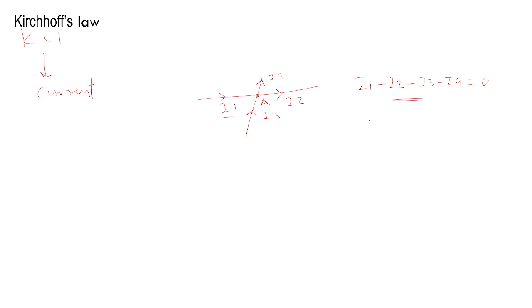You can also write this equation simply as incoming current equals outgoing current. I1 plus I3 is the incoming current, which is equal to the outgoing current, I2 plus I4. In this way you are able to write the equation. Now the same concept we will discuss with the help of one circuit.